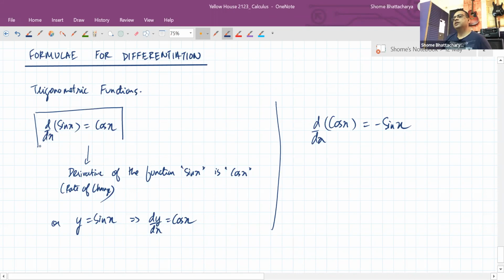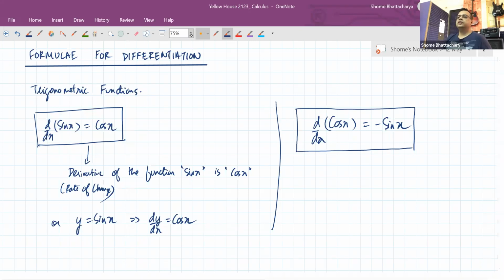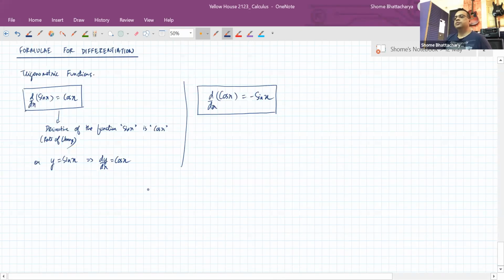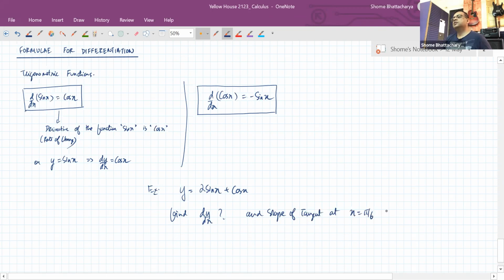So this is one fundamental trigonometric functions differentiation. This is another fundamental trigonometric functions differentiation. Okay. So for example, now if we have a function which is y equal to 2 sin x plus cos x, and we want to find dy by dx and the slope of the tangent at, let's say, x equal to pi by 6, which is the same thing as 30 degrees.